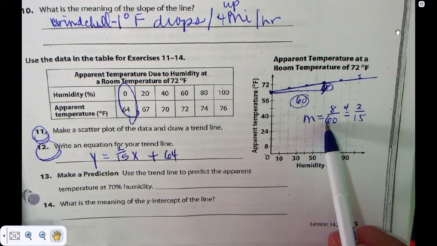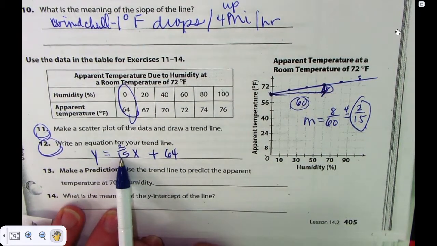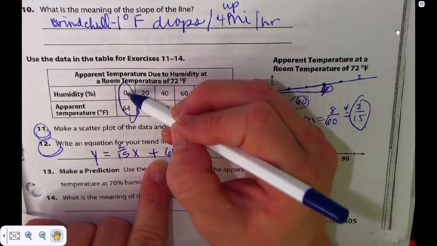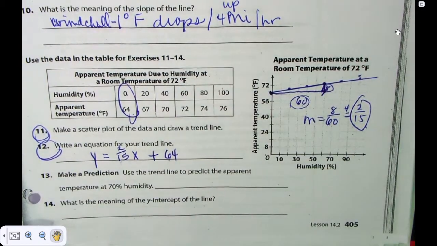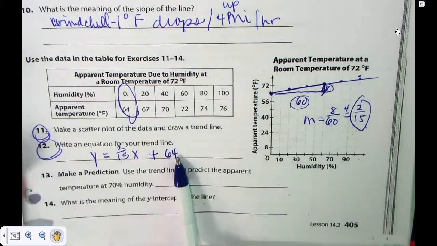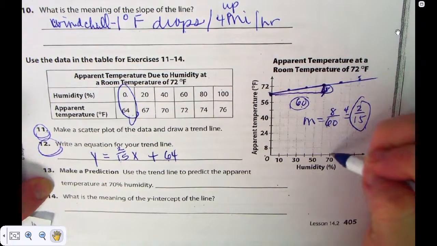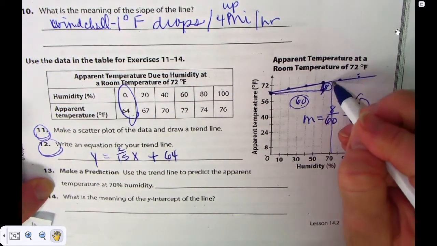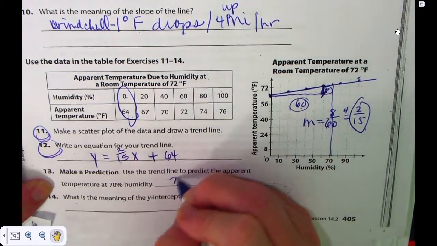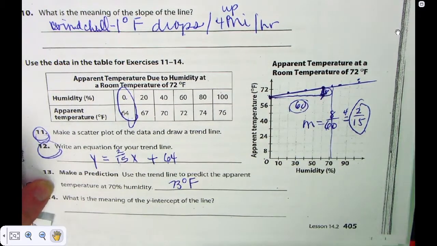8 over 60, when I reduce, gives me 2/15. So that's my slope. And we knew that the y-intercept was 64 because on the graph we have (0, 64). That's my equation. Now when I make a prediction for 70%, I go up, and on my line is about 72, 73. If you said 73 degrees Fahrenheit or around 72, 74, then you're right.